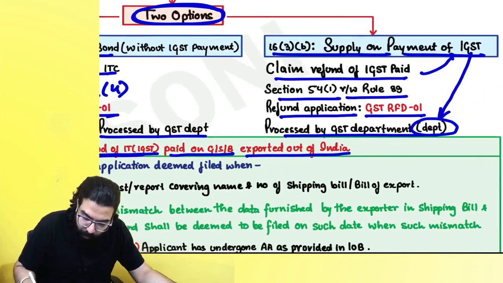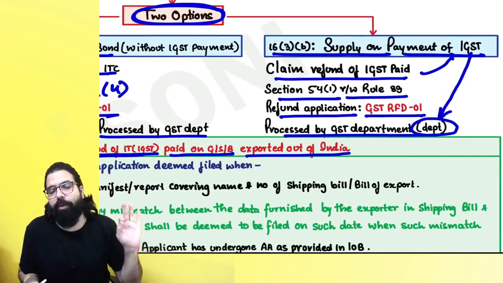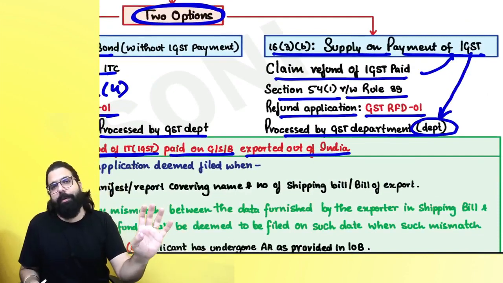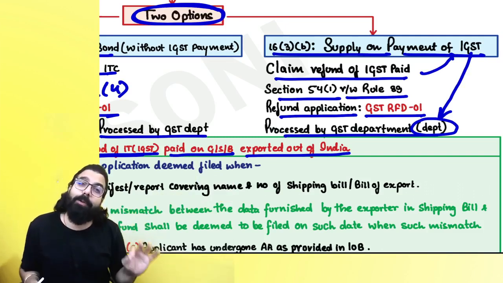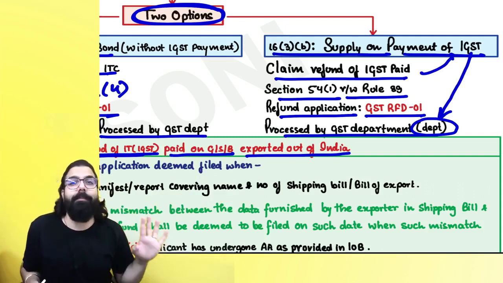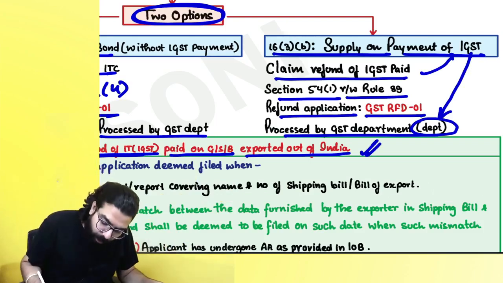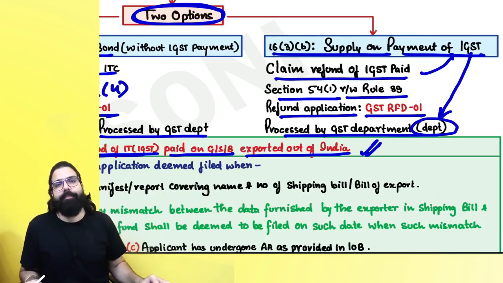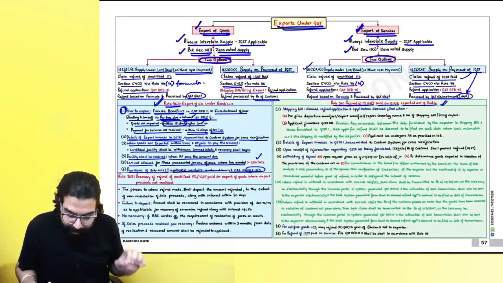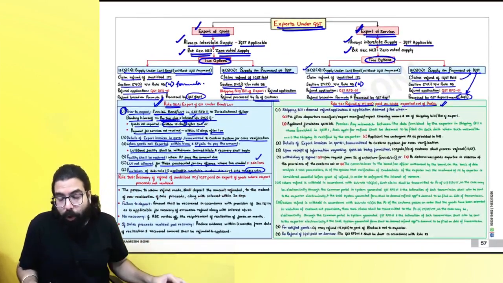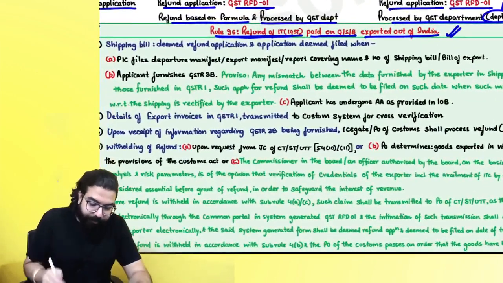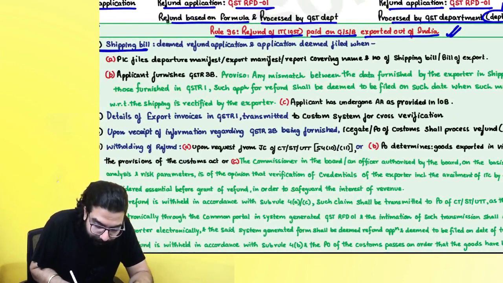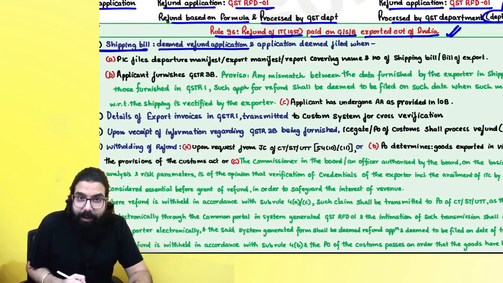If you pay IGST on services, you give a refund application to the GST department along with documentary evidence, etc., and the GST department will give the refund. But sir, in case of export of goods, because customs is also involved, they have told the process of how the refund of IGST, which you have paid on export of goods, will be given. Let's understand everyone over here. It says the shipping bill will be deemed as the refund application. The shipping bill which is filed.